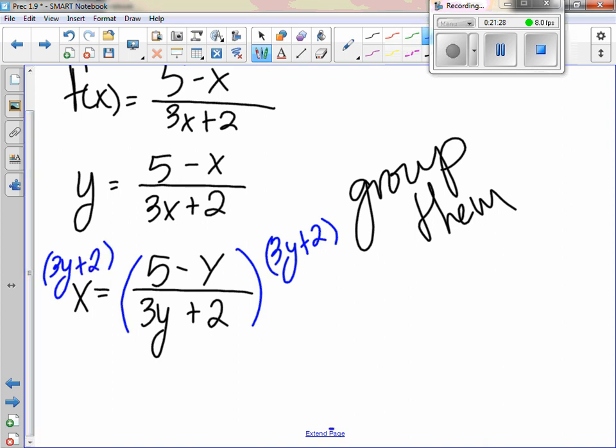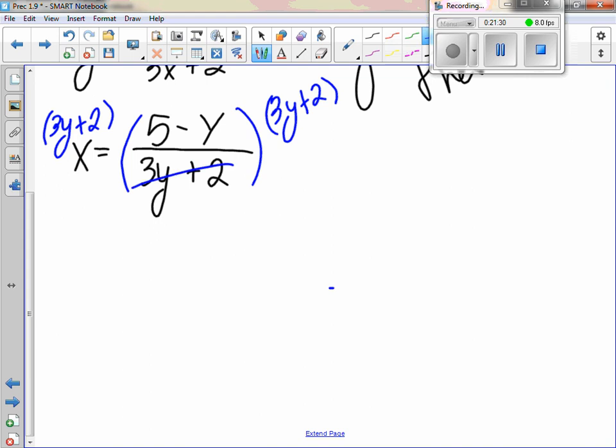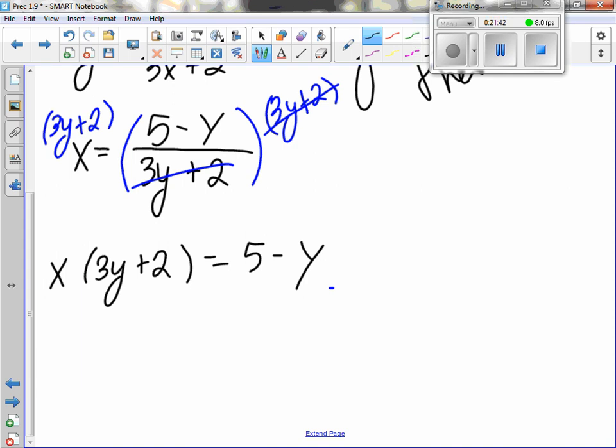Which for the right side of this is no big deal. They're gone. The left side now I have x times 3y plus 2 is equal to 5 minus y. We're going to have to multiply. So x times 3y is 3xy plus 2x is equal to 5 minus y. Yes?